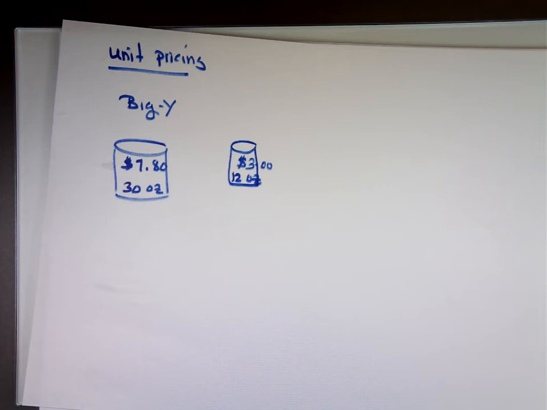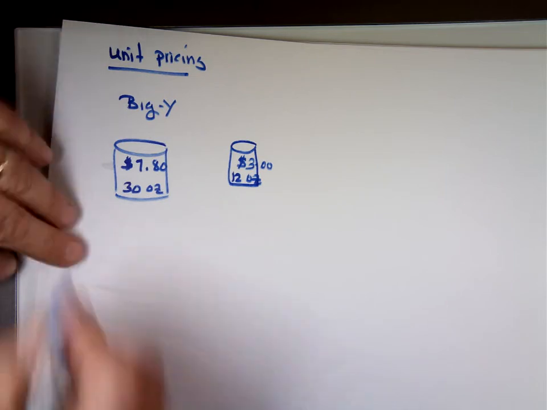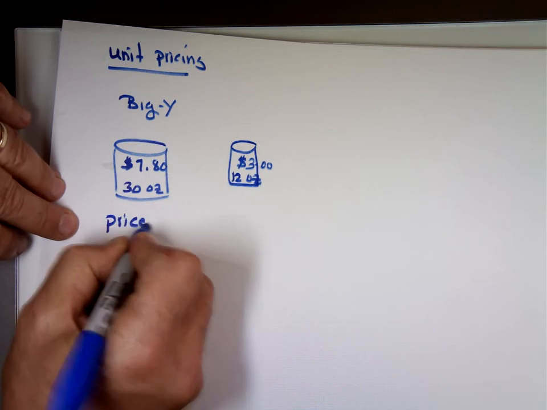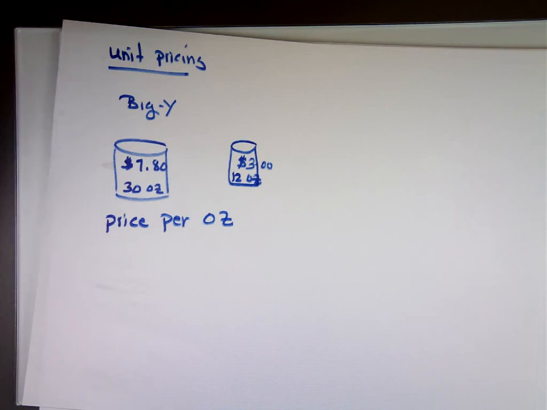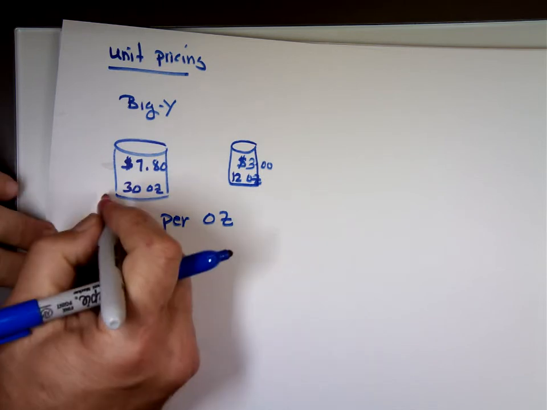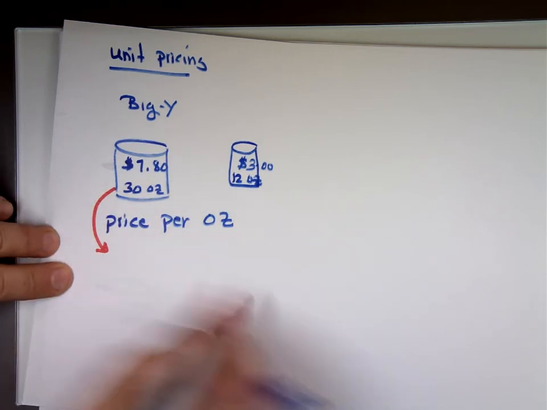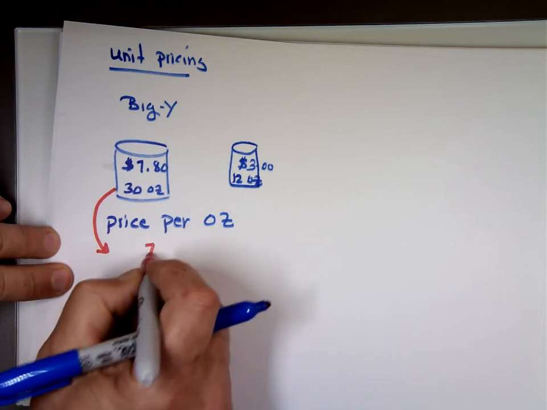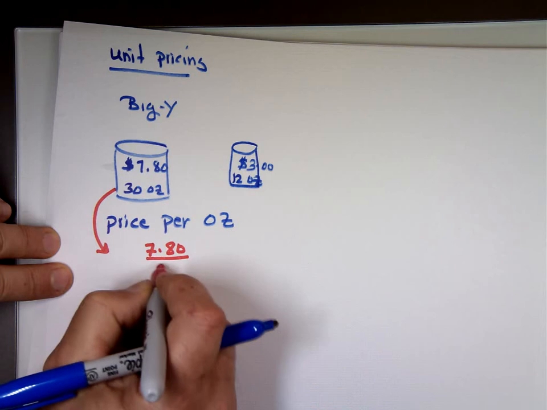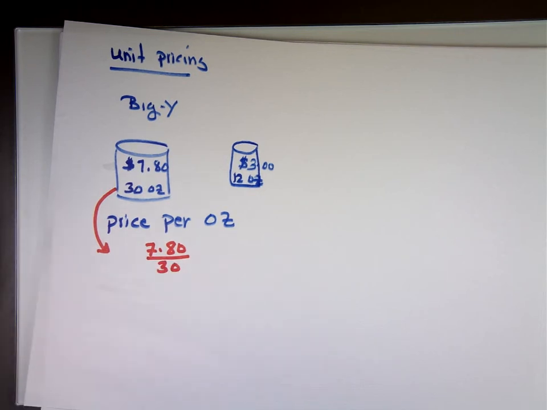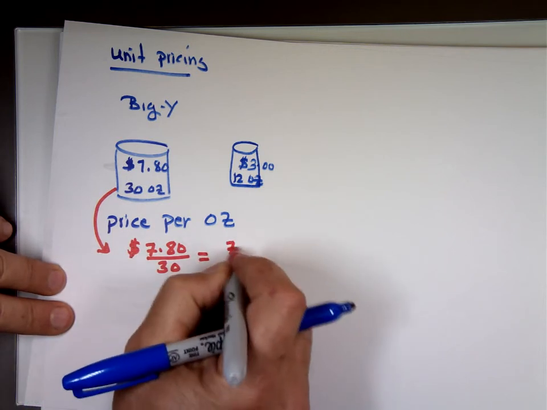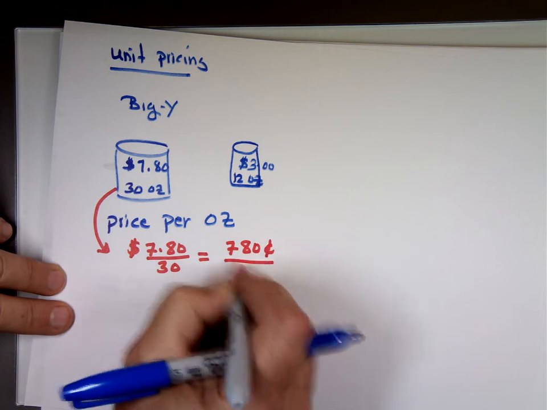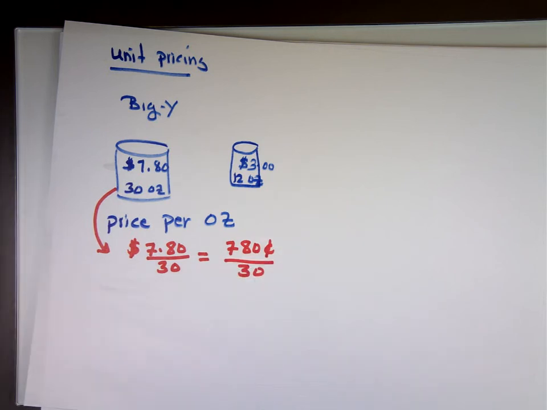It's called unit pricing. Let's get the price per ounce. Price per ounce. That's where ratios come in handy. Per 1 ounce. Let's take the big jar. Price per ounce. Price, which is what? $7.80 over 30. By the way, if you want to use pennies, because this is in dollars, right? If you want to use pennies, that's 780 cents per 30. Maybe you can get the price per ounce in cents.